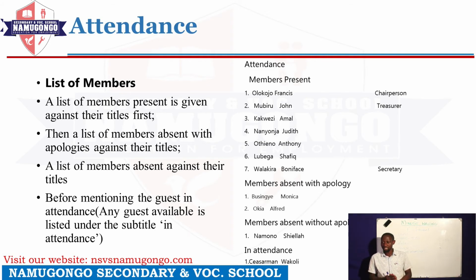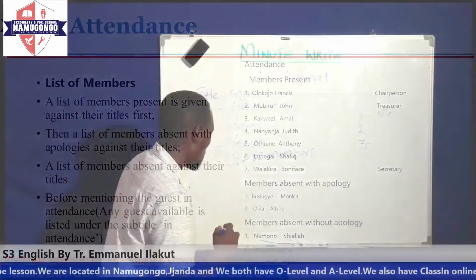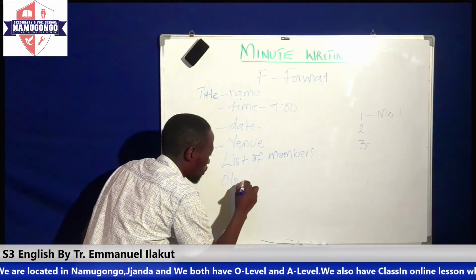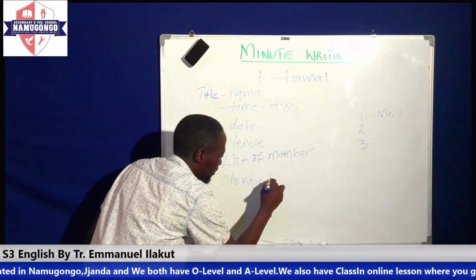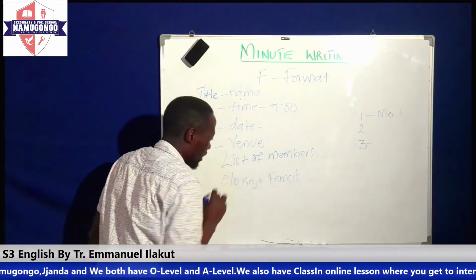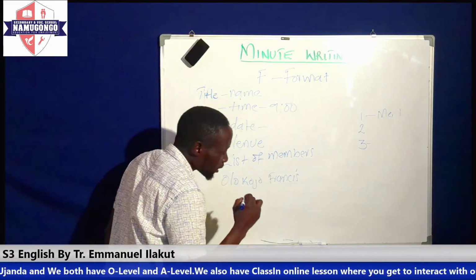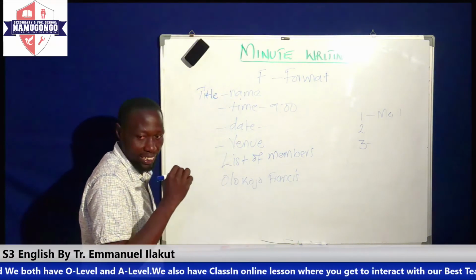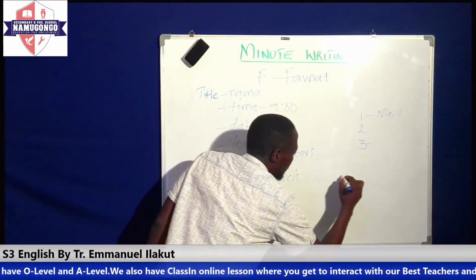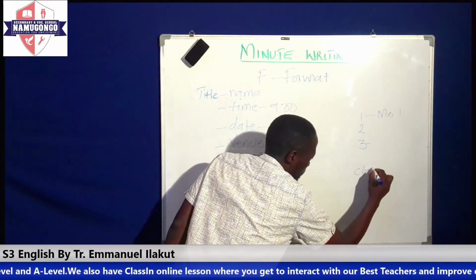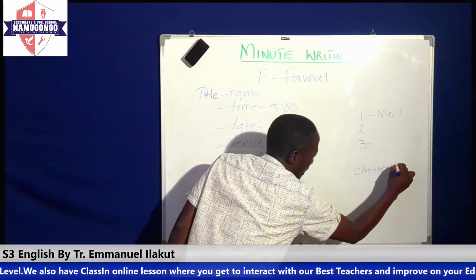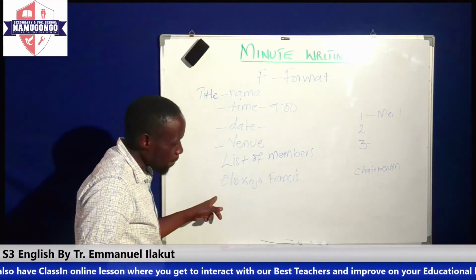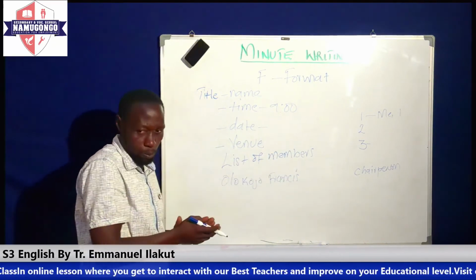But what would we say? Let's say a list of members present is given against their titles. First, maybe let's say Olokojo Francis was present. When we say against the title first, then we may be meaning that Olokojo here was the chairperson. A name against the title.